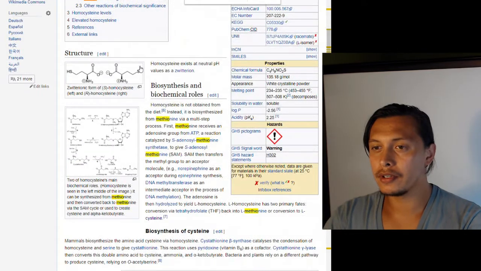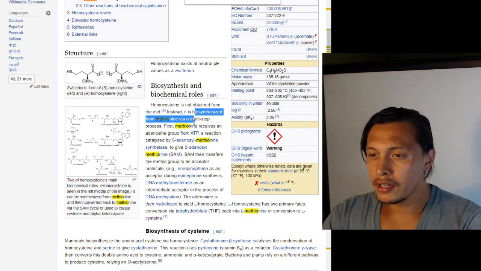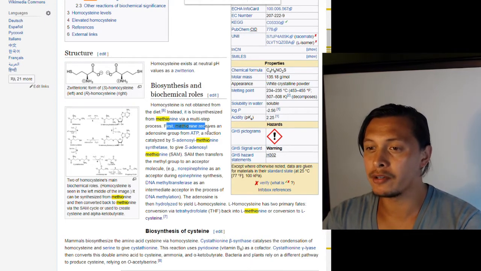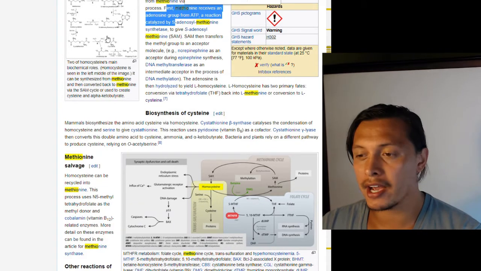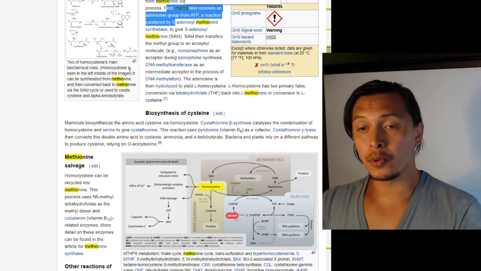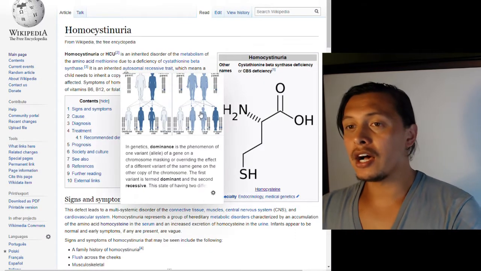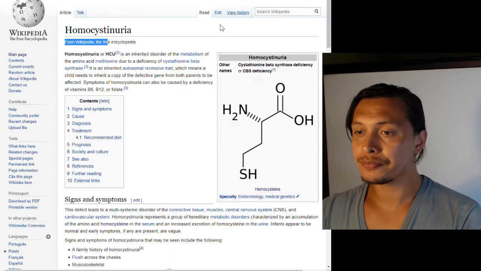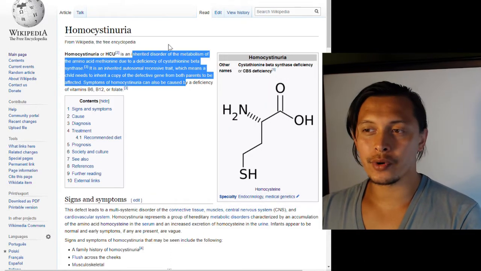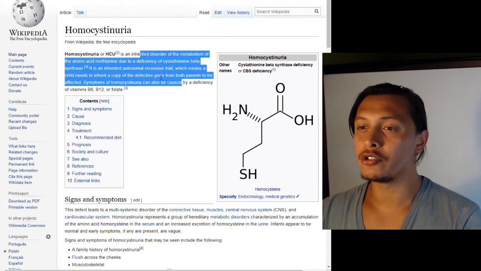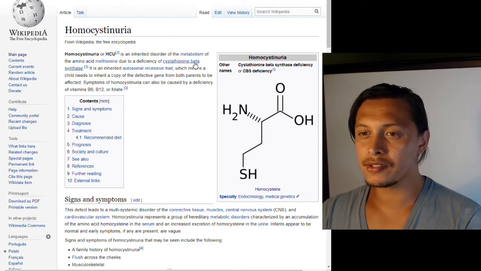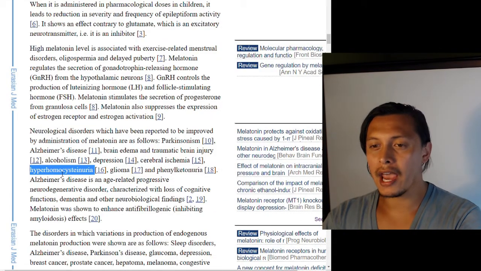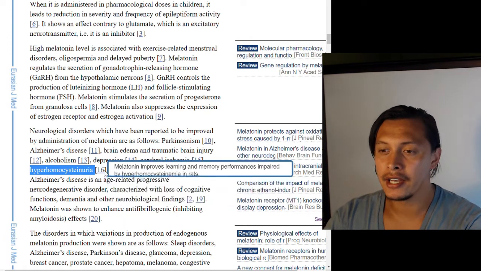It's biosynthesized from methionine through a multi-step process. So this is one of the waste products of methionine, and it can be turned back into methionine through salvage, but that's not always the case. If you have homocysteinuria, that means you have high levels of this homocysteine in your urine. It's an inherited disorder of the metabolism of the amino acid methionine due to a deficiency of this synthase. So just know that that is what's happening, and melatonin has been implicated in helping that.